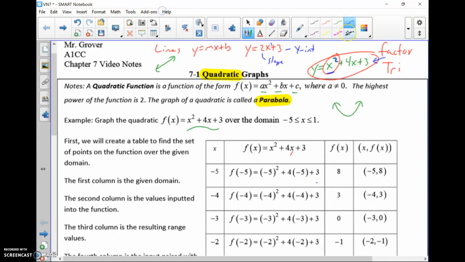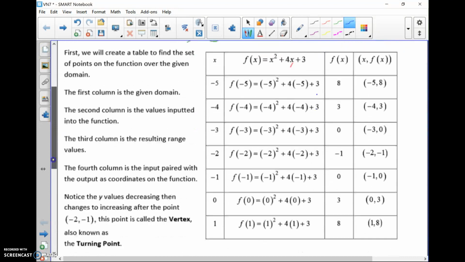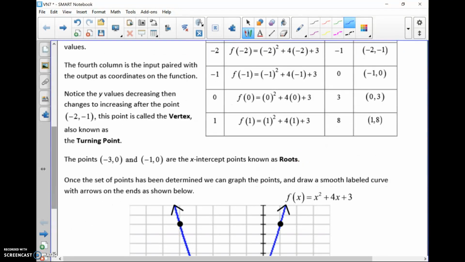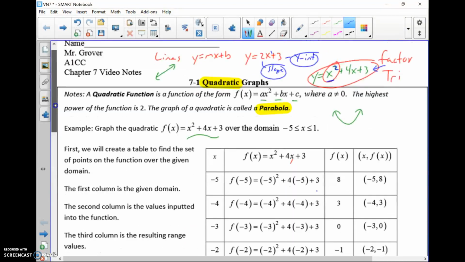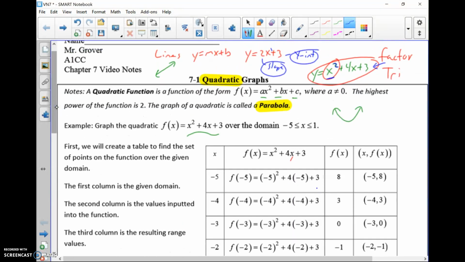Now, as I mentioned, for lines, there was a slope and a y-intercept that were really important. When it comes to quadratics, we have things called roots and a vertex, which you're going to see down here. Roots and vertex are really the key characteristics of quadratic functions. So they're very different types of functions. So how do we graph a quadratic function?